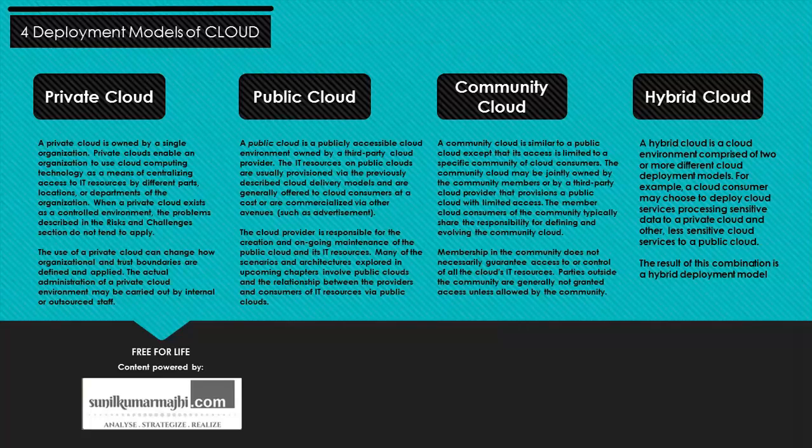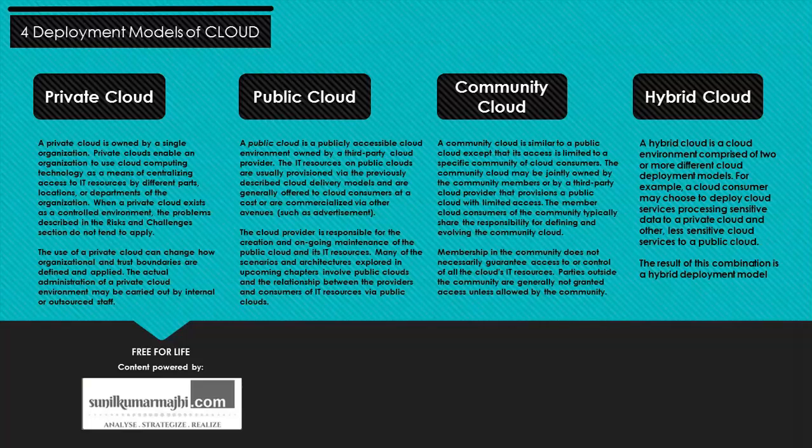Now coming to the fourth flavor, that is hybrid cloud. A hybrid cloud is a cloud environment comprised of two or more different cloud deployment models. For example, a cloud consumer may choose to deploy cloud services processing sensitive data to a private cloud and other less sensitive cloud services to a public cloud.